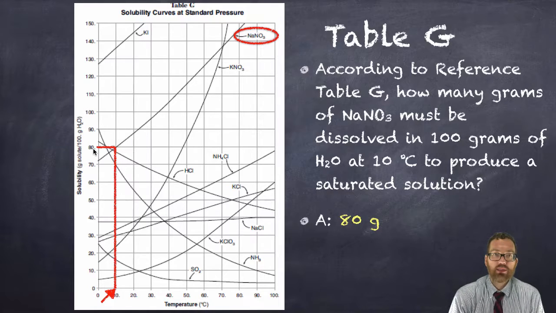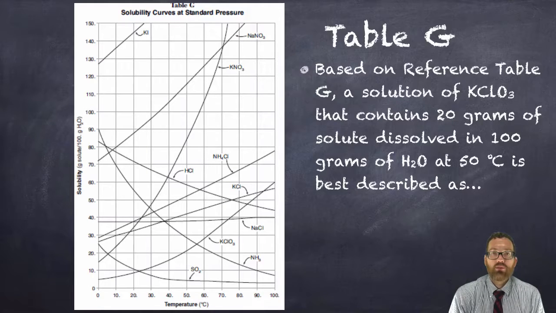At 10 degrees Celsius, a solution of 100 grams of water would be saturated with sodium nitrate when you dissolve 80 grams of sodium nitrate in that water. Here's another one. Based on reference table G, a solution of potassium chlorate that contains 20 grams of solute dissolved in 100 grams of water at 50 degrees Celsius is best described as what?